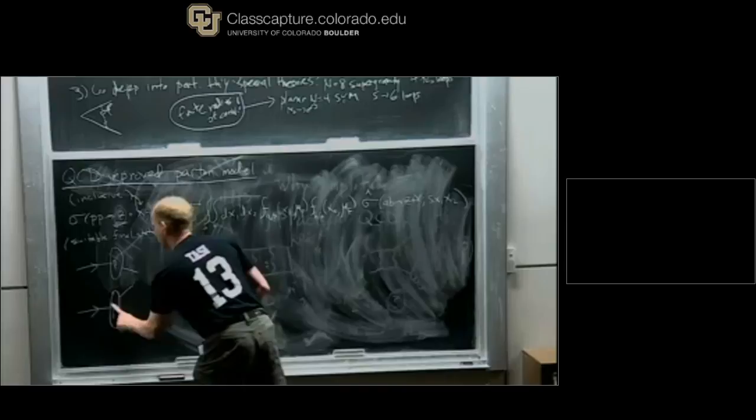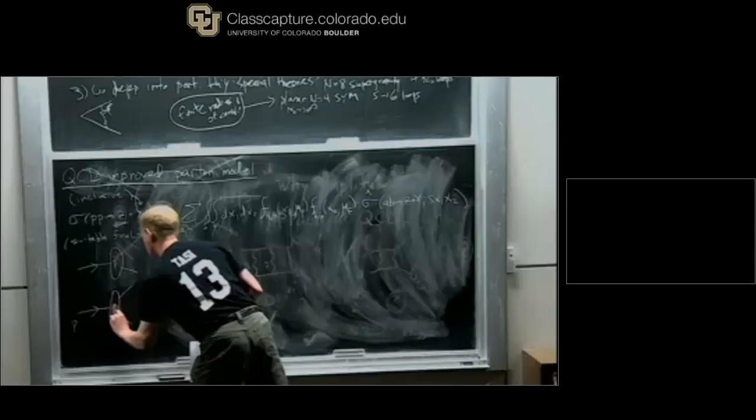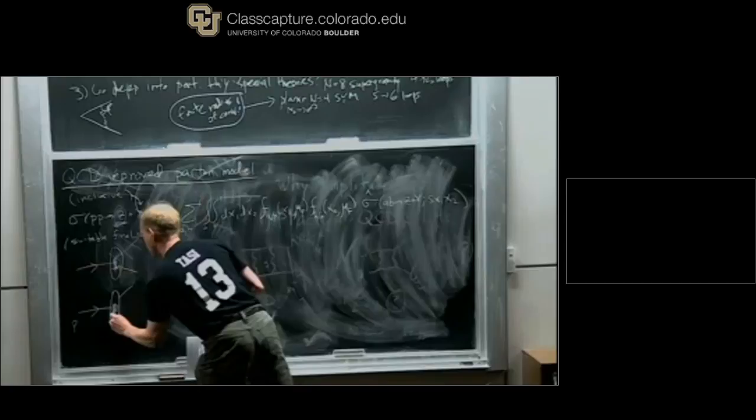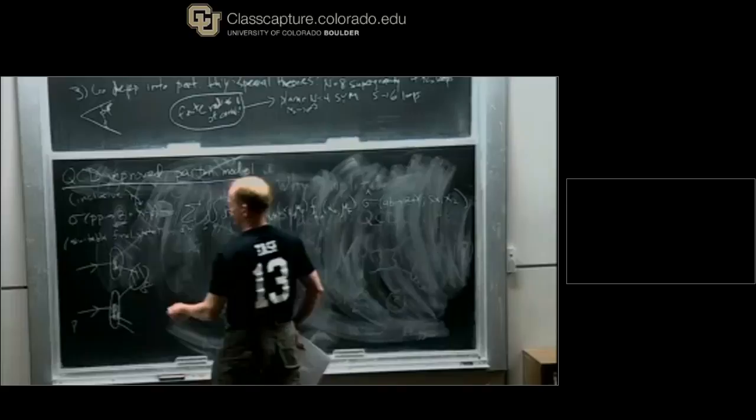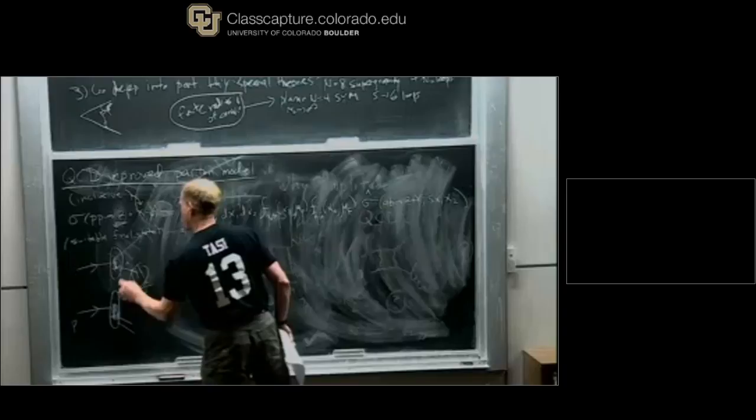So this proton comes in here, and these two blobs are going to represent these functions f, which we'll talk about in a second. And then this blob represents sigma hat. So this coming in here is parton A and this is parton B. So we're going to sum over these partons.